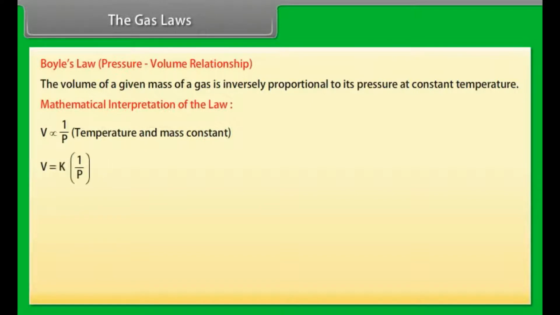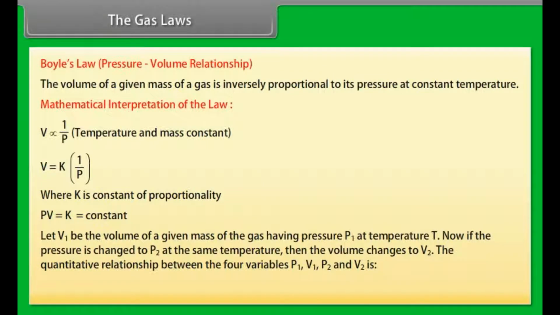V is equal to K into 1 by P, where K is constant of proportionality. PV is equal to K, which is constant. Let V1 be the volume of a given mass of a gas having pressure P1 at temperature T. Now, if the pressure is changed to P2 at the same temperature, then the volume changes to V2. The quantitative relationship between the four variables P1, V1, P2 and V2 is P1 V1 is equal to P2 V2 at constant temperature and mass.